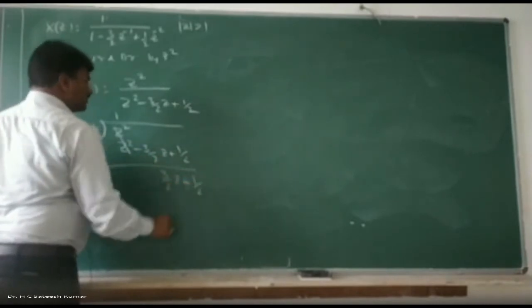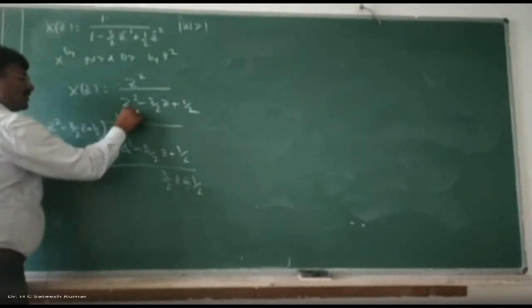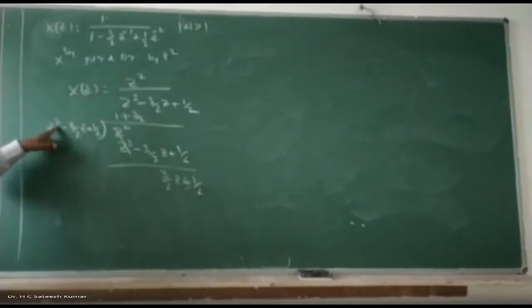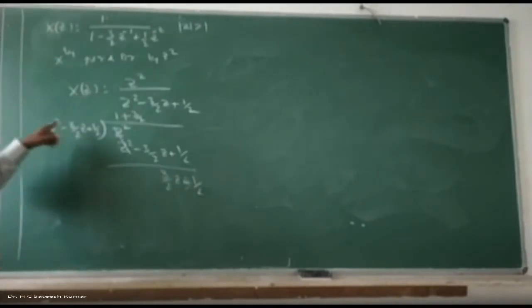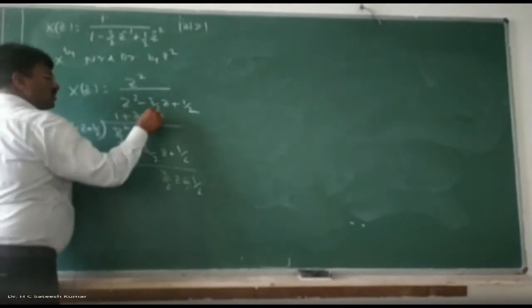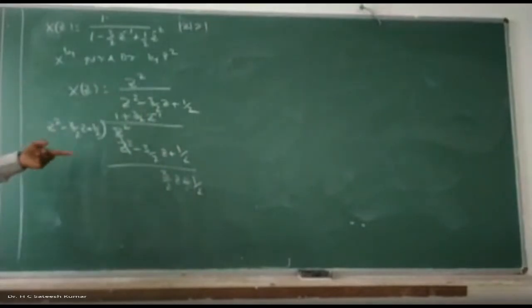Minus 1 by 2. If you want to get 3 by 2 z, what you should do? I want 3 by 2, therefore you multiply by 3 by 2. I should get z square, I should get z. If you want to get z from the z square, what I should do? Multiply by z to the power of minus 1. Z to the power of minus 1 into z square means z, you will get it, right? So, 3 by 2 z to the power of minus 1, you will get it.